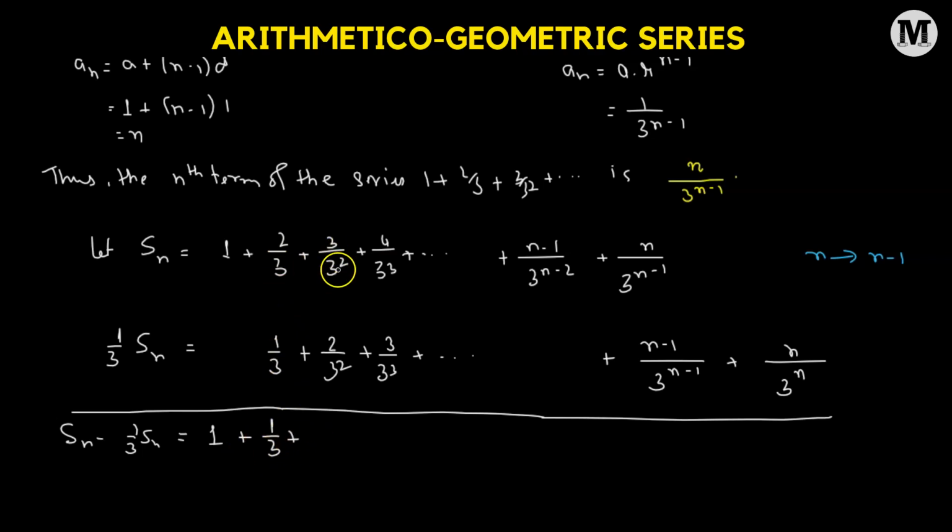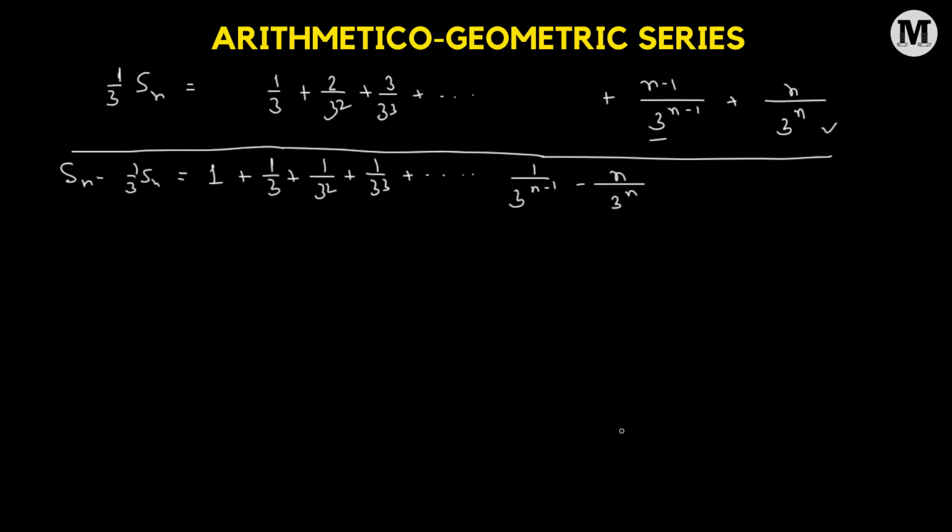Added to 3/3 squared minus 2/3 squared, so that's going to be 1/3 squared. Added to 4/3 cube minus 3/3 cube, so that's 1/3 cube. So this keeps on going. Now we're going to reach the last term of Sn, and from it subtract the second last term of 1/3 of Sn. So that's going to leave us with 1/3 raised to the power of n minus 1. And then we have the remaining last term of 1/3 of Sn, so that's negative n divided by 3 raised to the power of n.